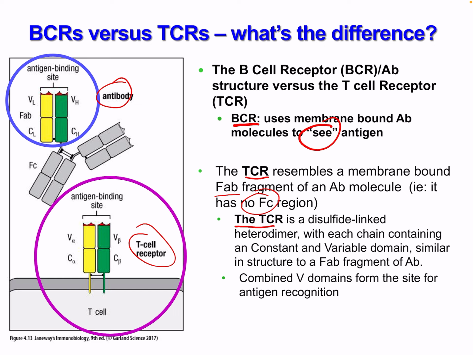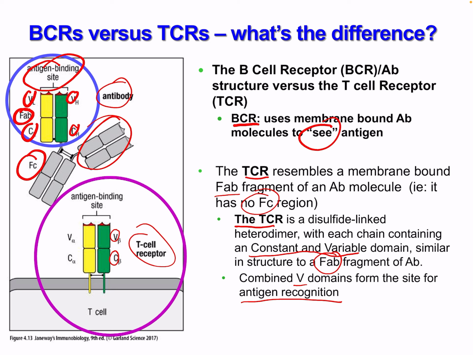The T cell receptor is a disulfide-linked heterodimer with each chain containing a constant and variable region. So you can see our variable and our constant regions, similar in structure to the Fab fragment of the antibody, which is this fragment. The combined variable domains form the site for antigen recognition. Again, we have our Fab region in the antibody, the antigen binding site, our VL, VH, CL, CH, and our Fc region. And then in the T cell, we have our variable alpha, beta, and constant alpha, beta.